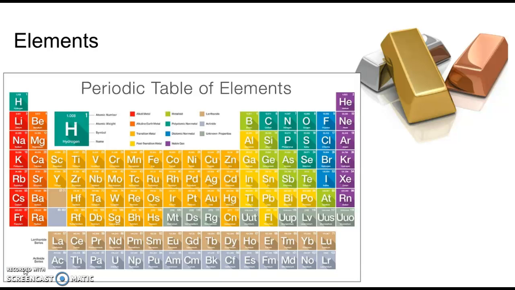So from that green line over to the left side is all metals. The green is all metalloids, and then from the green to the right is all nonmetals. So these are all metals or all elements, and you'll see up in the corner gold, silver, copper. They're all in their natural forms. So these are examples of elements.